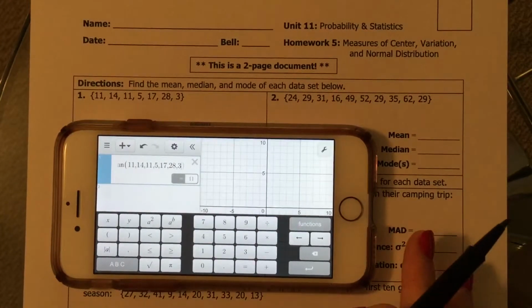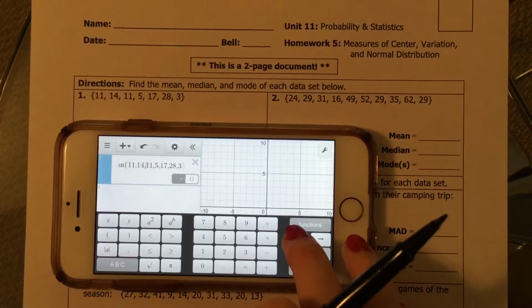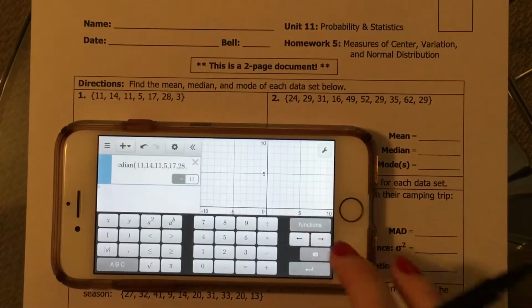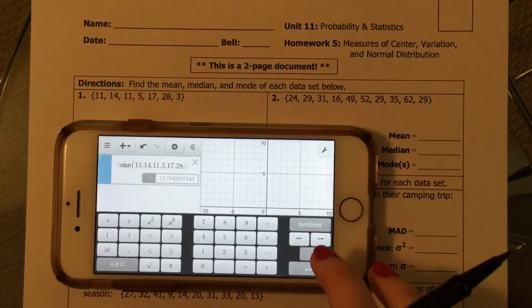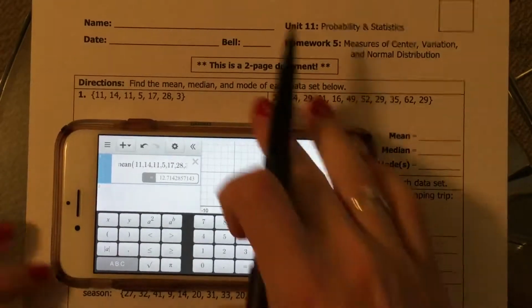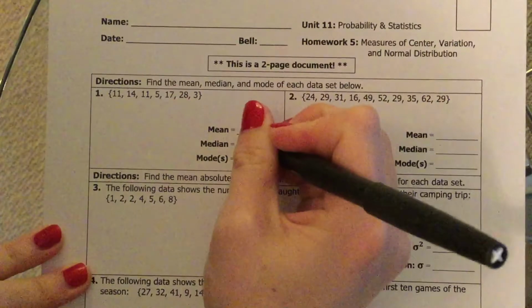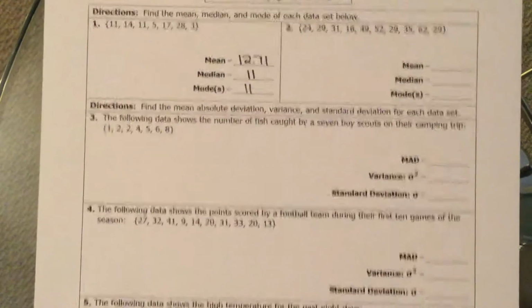So the median of this set is 11, and then I'm going to change median to mean and get that, so 12.71. So this section is a lot of calculator work.